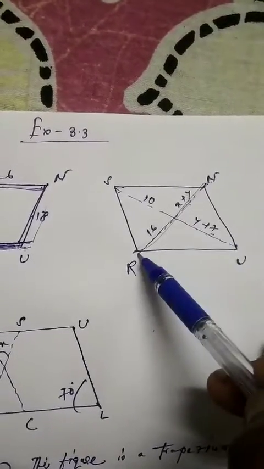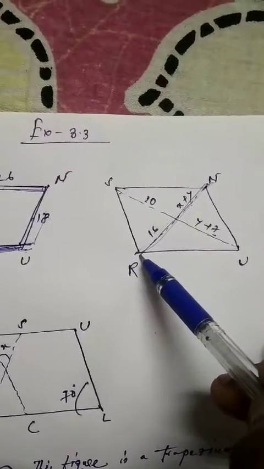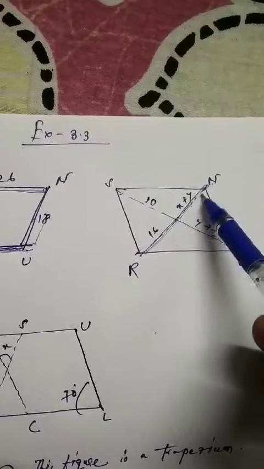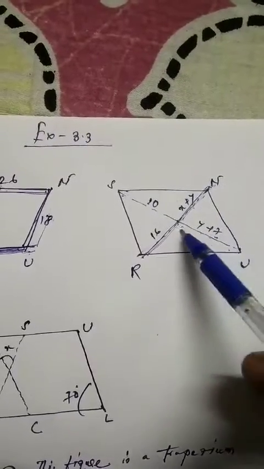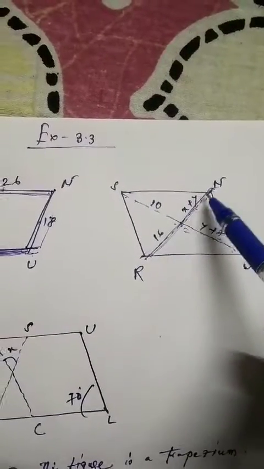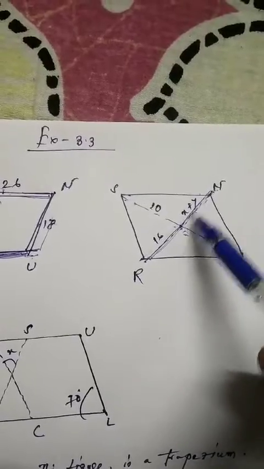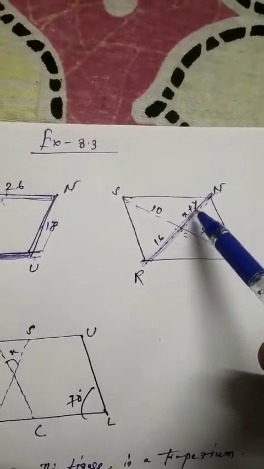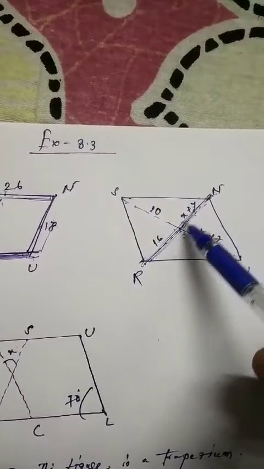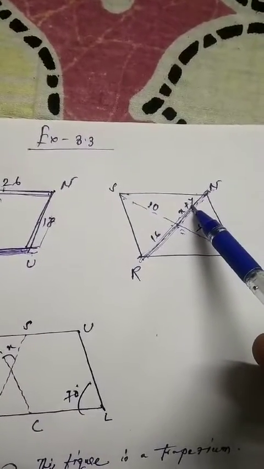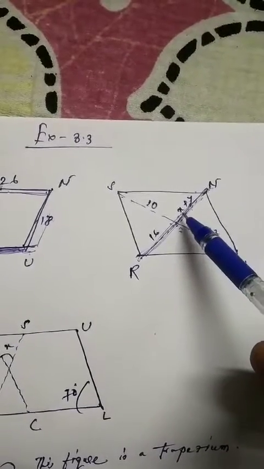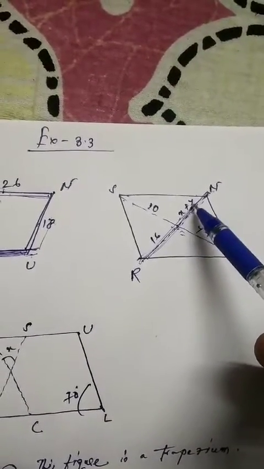So this much is 16 and this much is x plus y, this much is y plus 7, and this much is 10. Children, here we can see that for this diagonal, this part is holding x plus y. x and y both are unknown to us, so we cannot find it. There are two variables, so of course we cannot find them at this moment until we get the value of x or y.